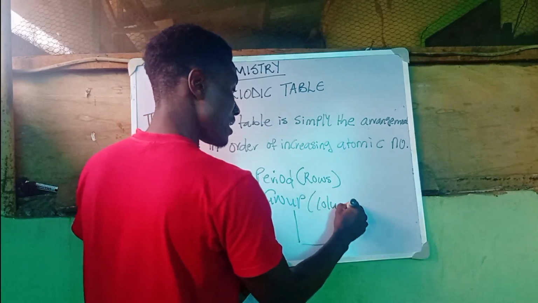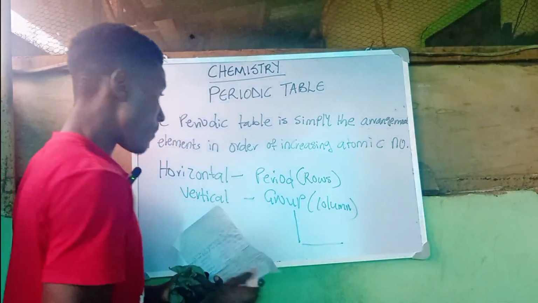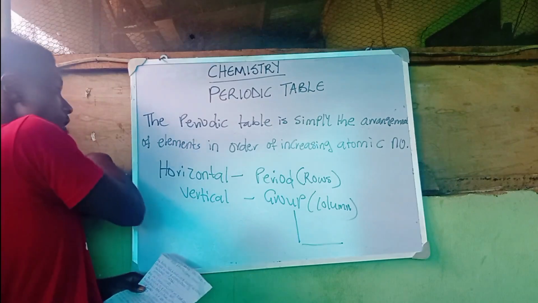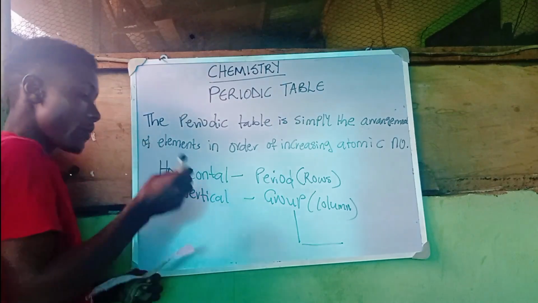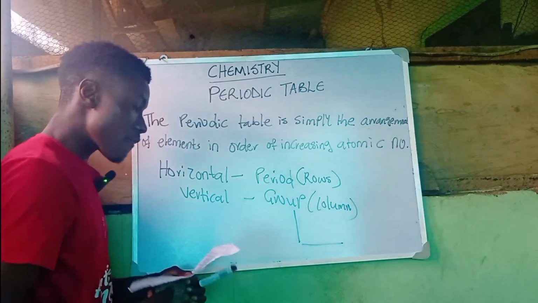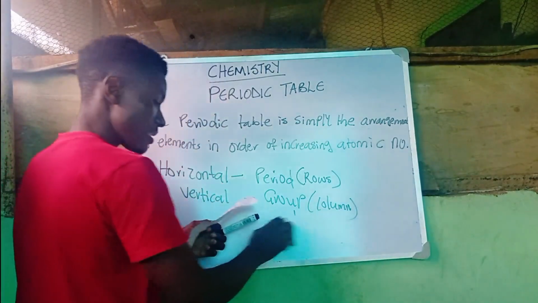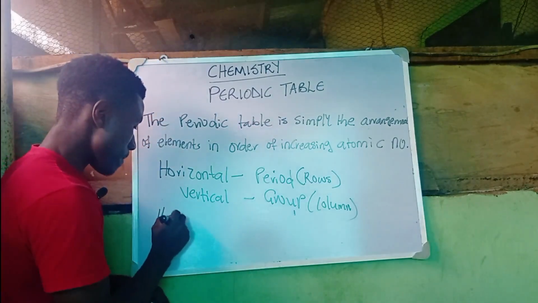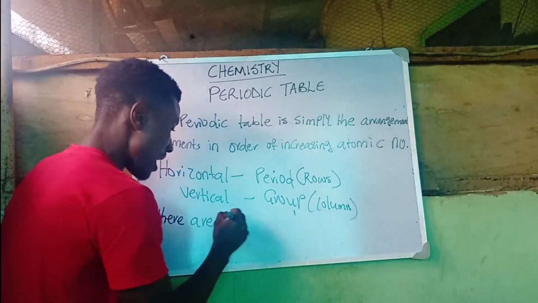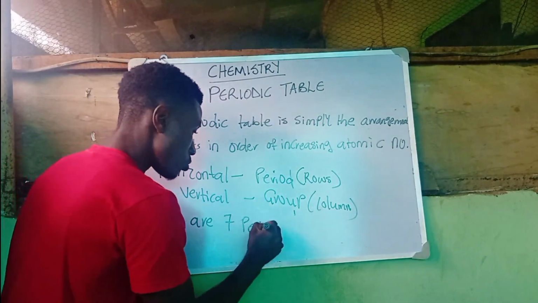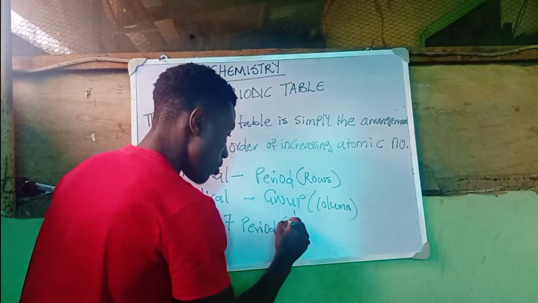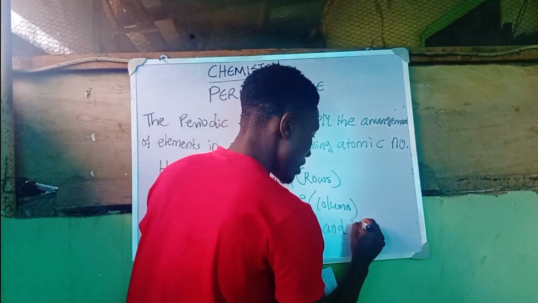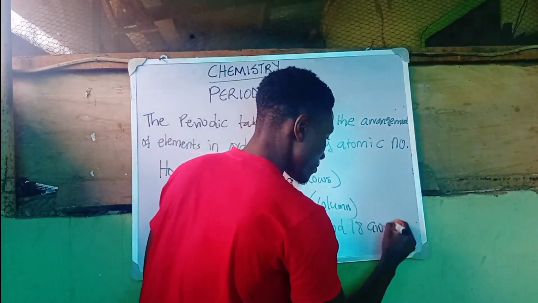Please take note. I want to bring it step by step, right? So we have the horizontal, which is the period, to be the rows, and we have the group, which is the vertical, to be the columns. There are 7 periods, which are the rows, and 18 groups, which are the columns.